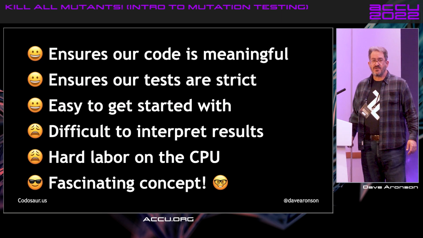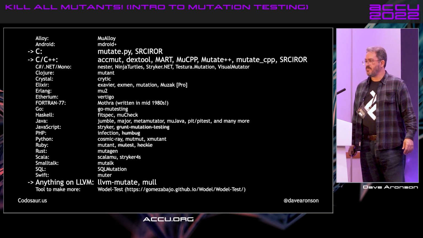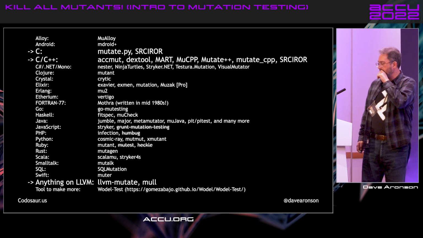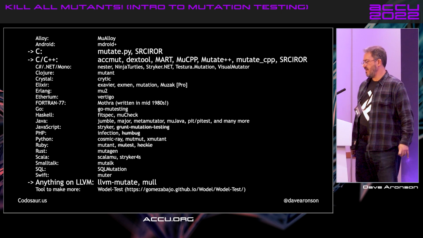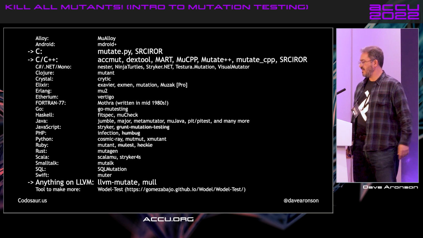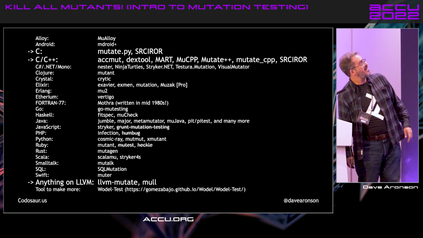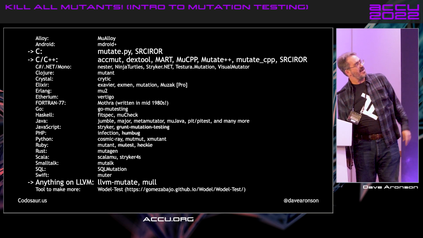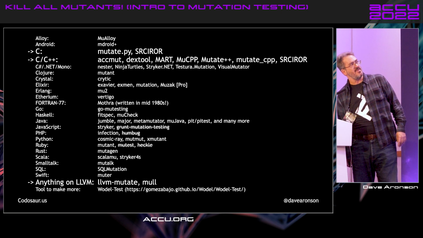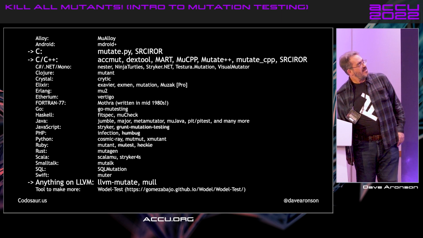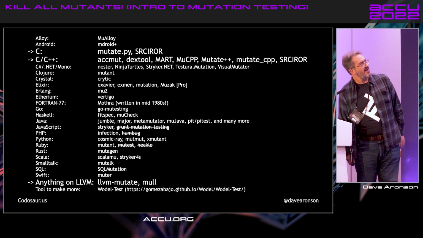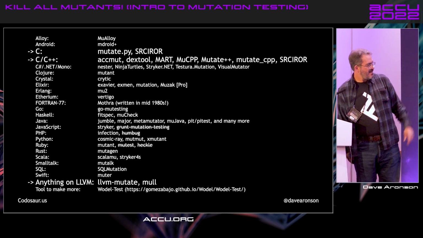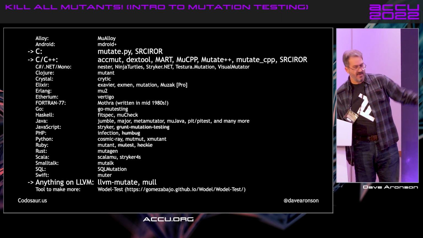If you'd like to try mutation testing for yourself, here's a list of tools for many popular languages and platforms and some other ones. I doubt many of you are doing Fortran 77 these days. In particular, for plain old C, we have mutate.py. Yes, it's written in Python, but it's for mutating C code. And Surceror, however you pronounce that. For C and C++, we've got ACMUT, DexTool, Mart, CPP, Mutate++, Mutate, CPP, and again, Surceror. Just in alphabetical order. Nothing else implied there. I have not tried all of those. Okay, I haven't tried any of those. And for anything using the LLVM toolchain, you can also use LLVM mutate and mul.